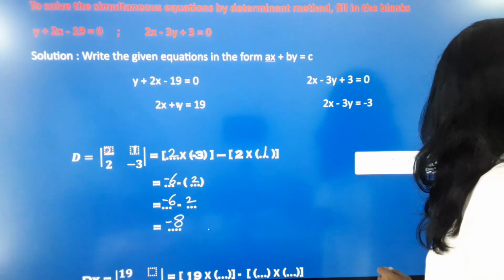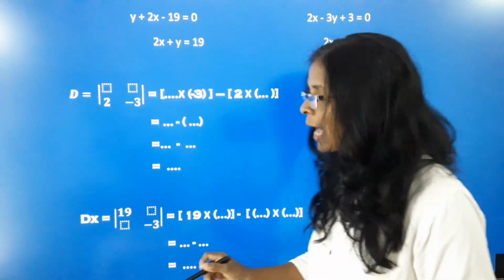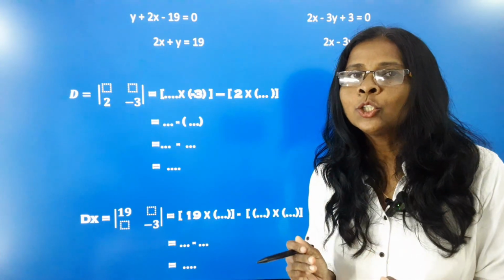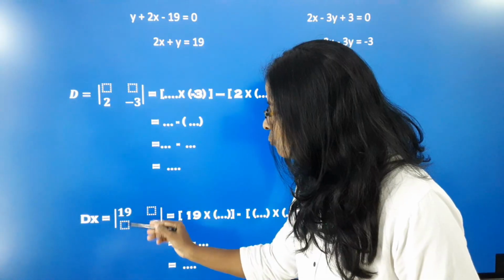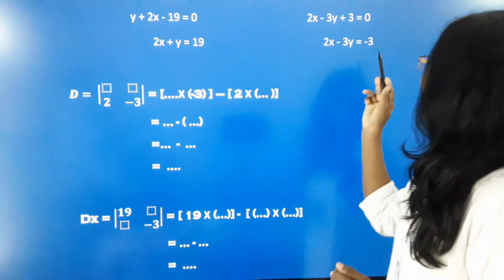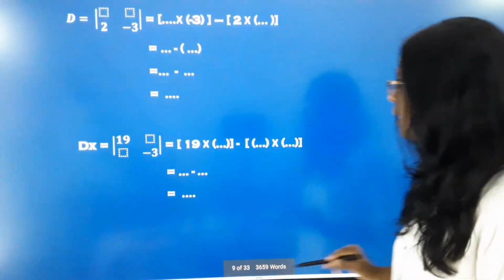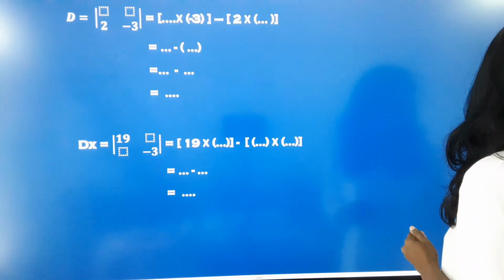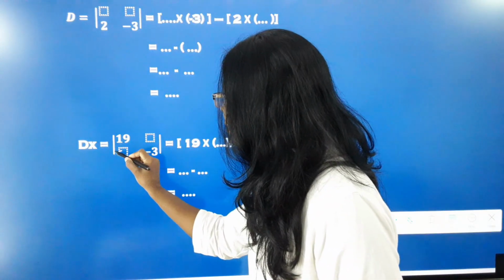Students, now find out D of x. So how can we find D of x? Hide the coefficient of x here. In place of x, column wise we write the constants. So the constants are 19, minus 3. So here we write 19, minus 3.